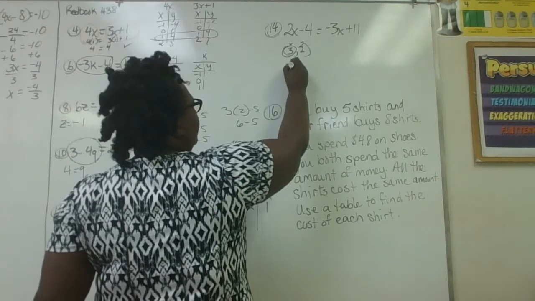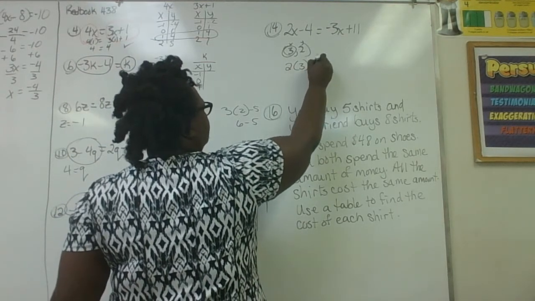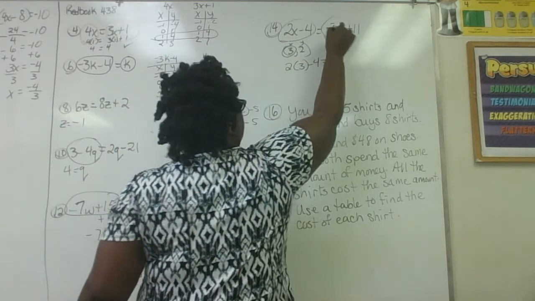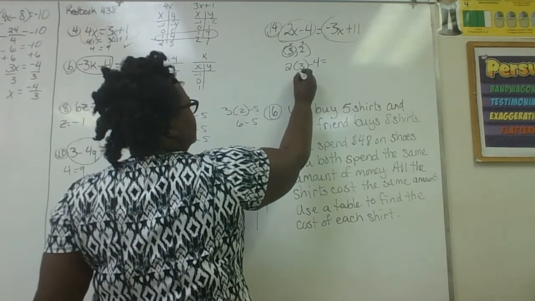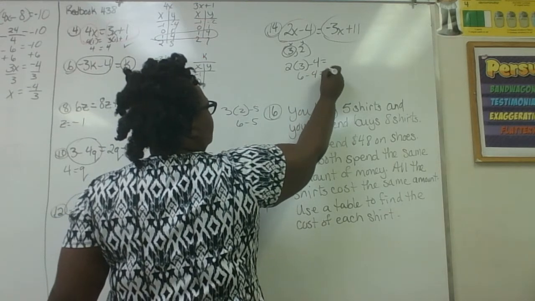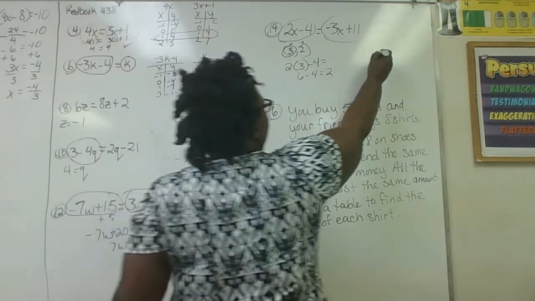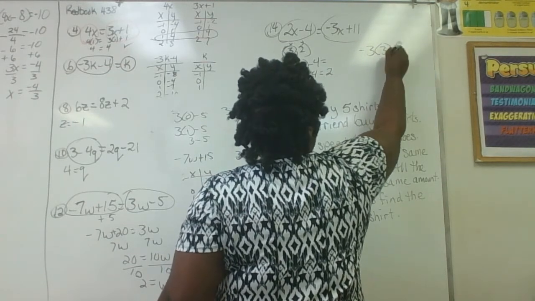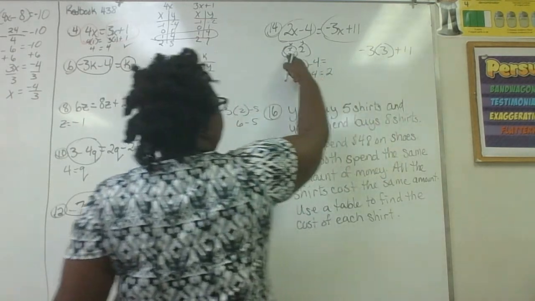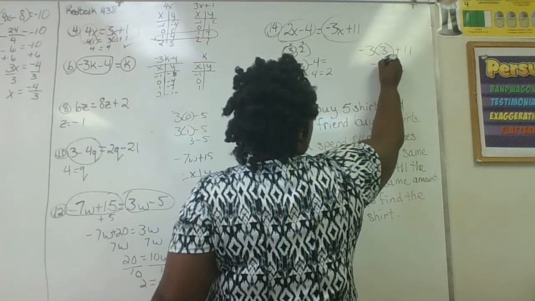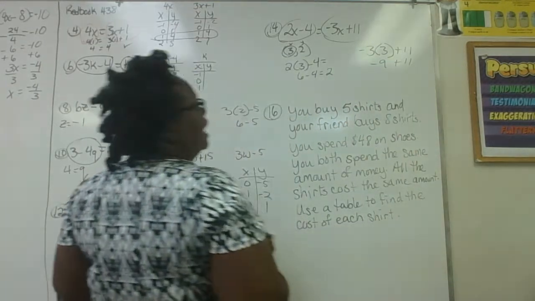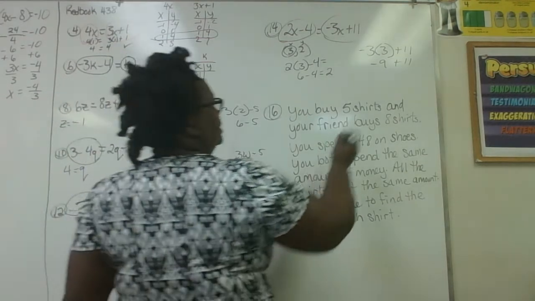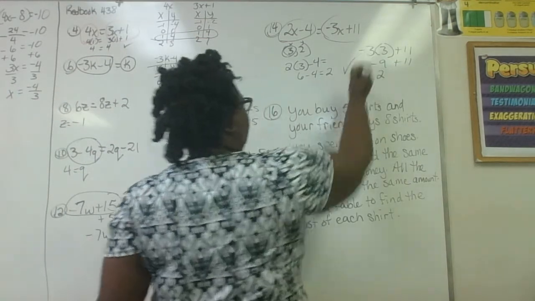So then we will rewrite 2 times 3 minus 4, that's for this equation. 2 times 3 is 6 minus 4 will give us a 2. For this equation, negative 3 times 3 plus 11, we plugged in 3 for our x. That gives us negative 9 plus 11, and the sum of negative 9 and 11 is 2. So yes, we have a match.